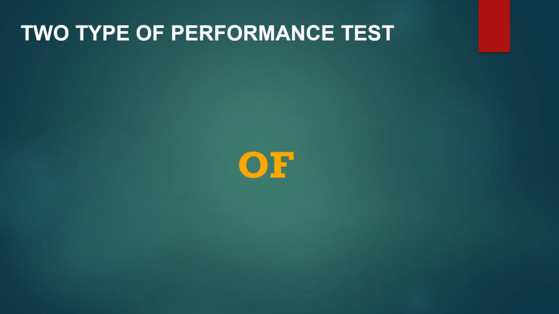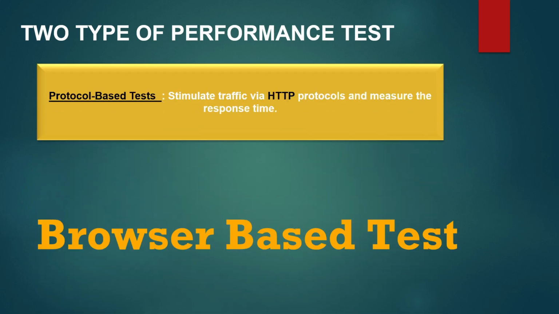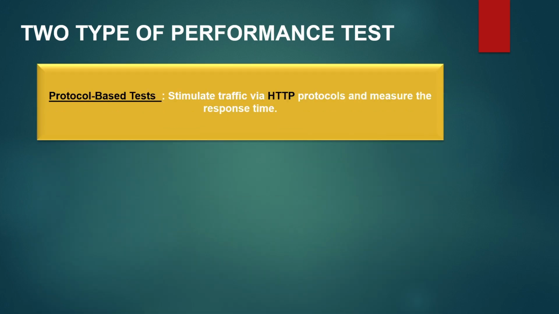Basically, there are two types of performance test. One is protocol based test, another one is browser based test. Let's look at what is protocol based test. Protocol based test simulates traffic via HTTP protocol and measures the response time. For example, a test might take an HTTP GET request and measure how long it takes the server to respond to the request with a payload.